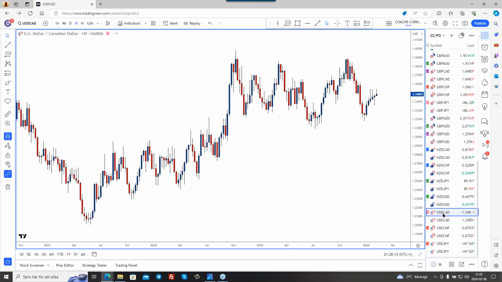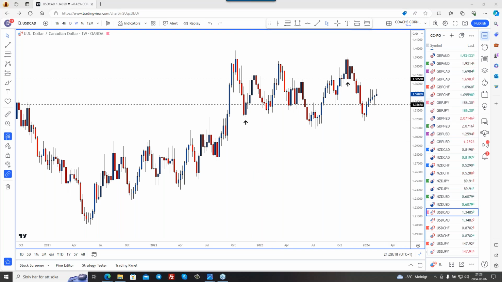USD CAD is also another ranging market. Do you see, let me just grab my pen for you again. So this was continuation, correction, and then this was supposed to be a continuation, but made a lower high and a higher low. That's how we identify one of the rules for ranging markets. And then we made this one in here, but we still did not breach this high.